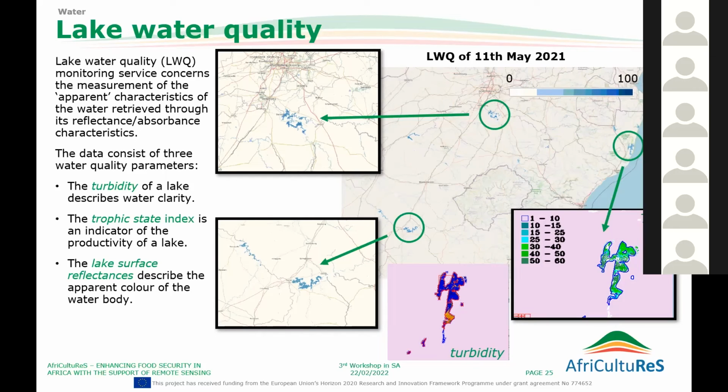Since this is based on medium resolution satellite images, not all the lakes of South Africa are monitored, but just some of them. Here, we just reported the three of them that are monitored. And for one of them, I just reported some maps describing the two parameters, the turbidity and the TSI. This is provided every 10 days, all along the year.